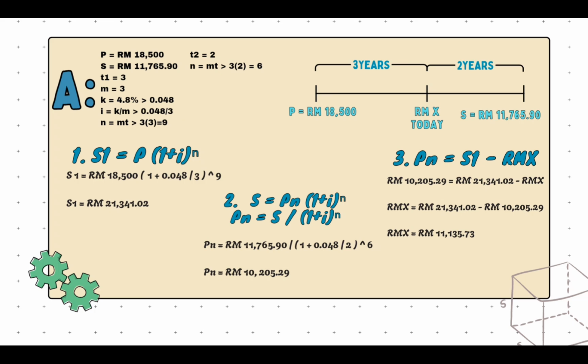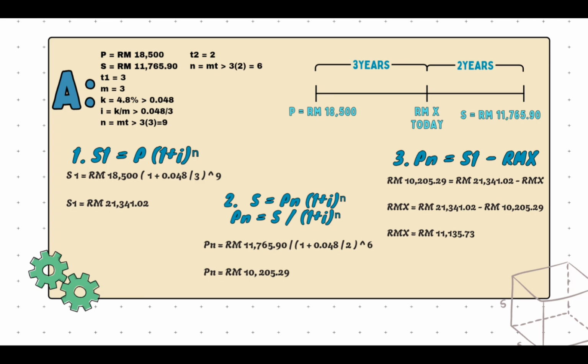We analyze the timeline in two phases. Phase 1, deposit to withdrawal. T is 3 years. Period N equals M times T, which is 3 times 3 equals 9 periods. Phase 2, withdrawal to final balance. T is 2 years. Period N equals M times T, which is 3 times 2 equals 6 periods.